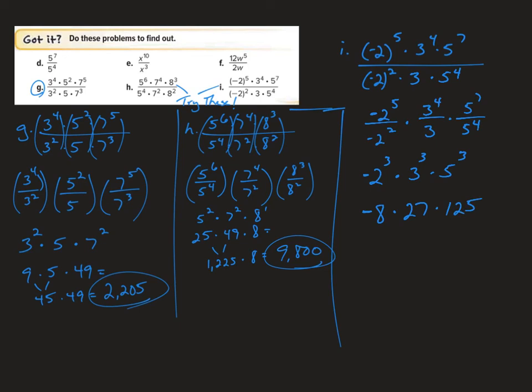Then when I multiply, negative 8 times 27 becomes negative 216 times 125 equals negative 27,000 for my final answer.